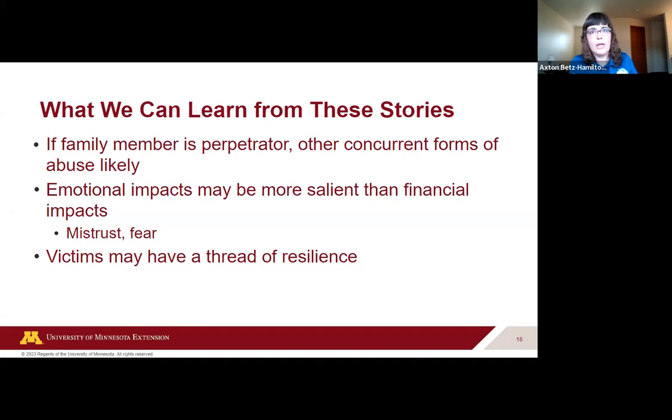And coming from a financial counseling and planning background, that's really interesting to me, because we're trained as financial counselors and planners to work on addressing the financial concerns. Victims often have greater emotional concerns, which often need to be referred out to a mental health professional. Victims may also have a thread of resilience. There may be things in their life, supportive relationships, or just their personality and desire to overcome, that as a professional you can help the client build upon to propel them through the process of recovering from identity theft.